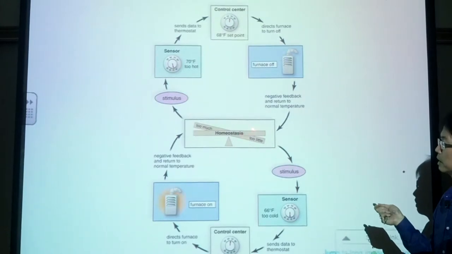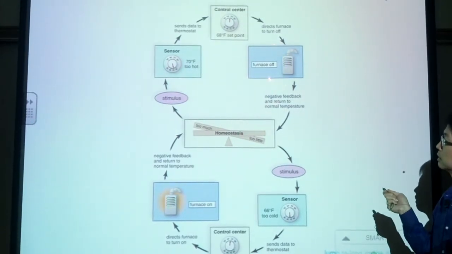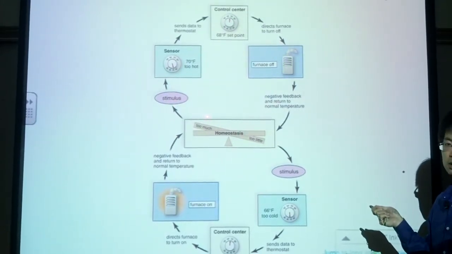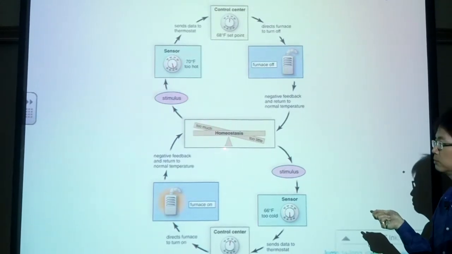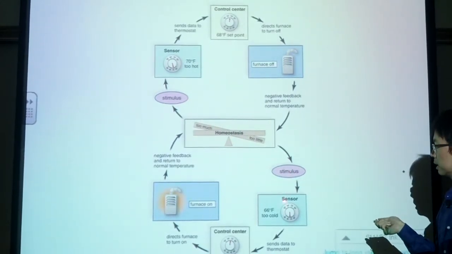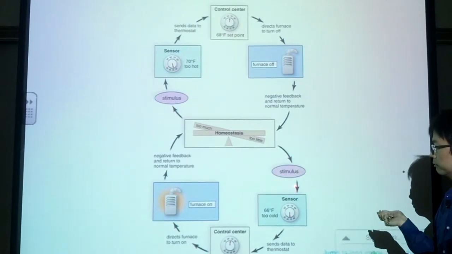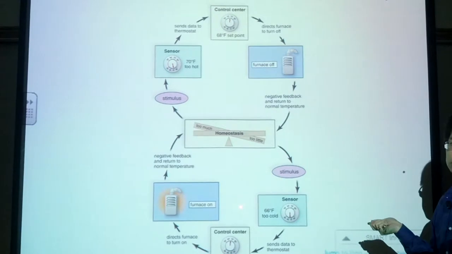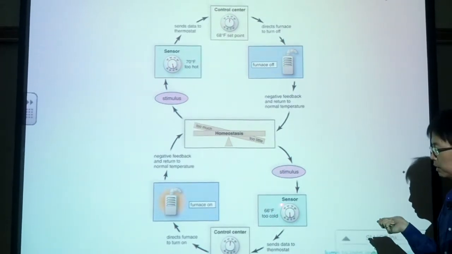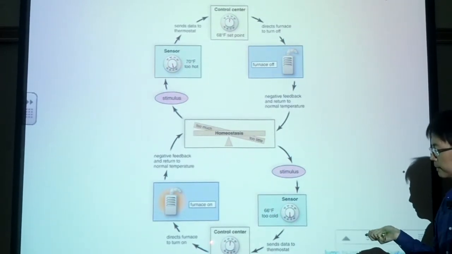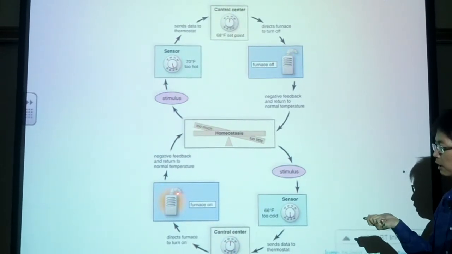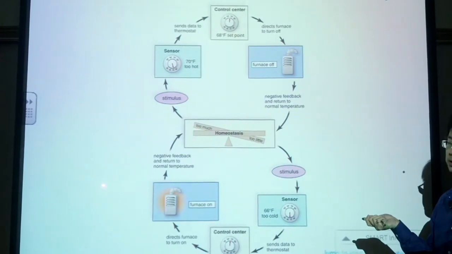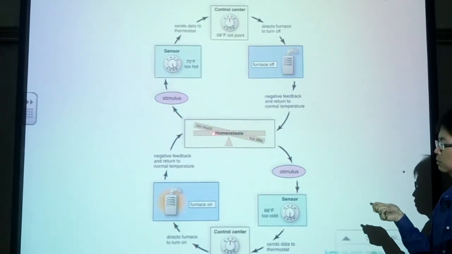degrees Fahrenheit. But if the furnace is turned off for too long, and the room temperature cools down too much, then what will happen? The room temperature may drop to 66 degrees Fahrenheit, which is too cold, too low for the set point. Then the sensor can sense it, and the control center will tell the furnace to turn on to raise the room temperature so that you restore it to 68 degrees Fahrenheit.